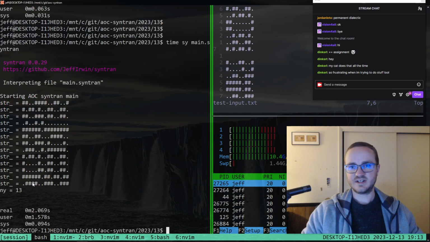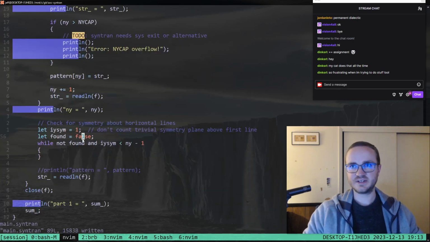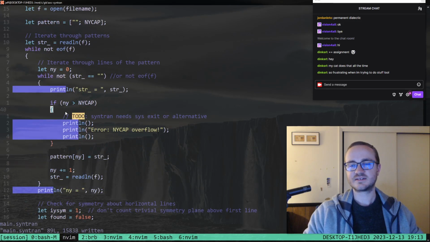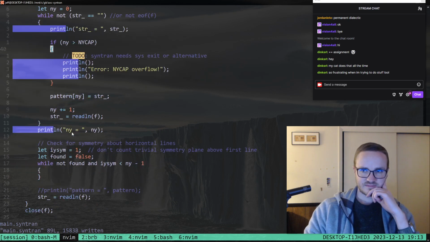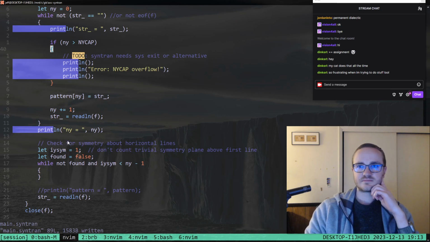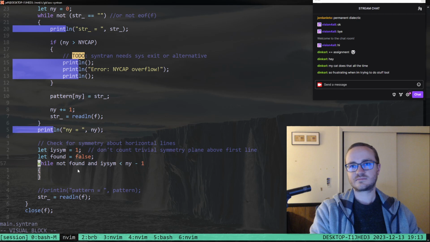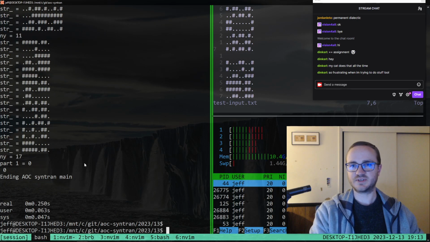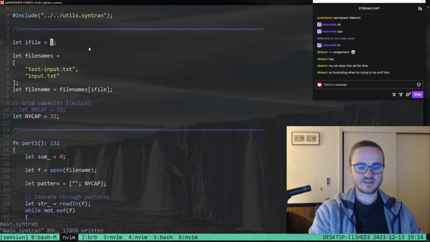Okay, there's an infinite loop. It doesn't matter though. So, is this really 7 lines? Somehow I've read the whole file again. What happened? Oh, this is the real input. I want to go back to the test input.